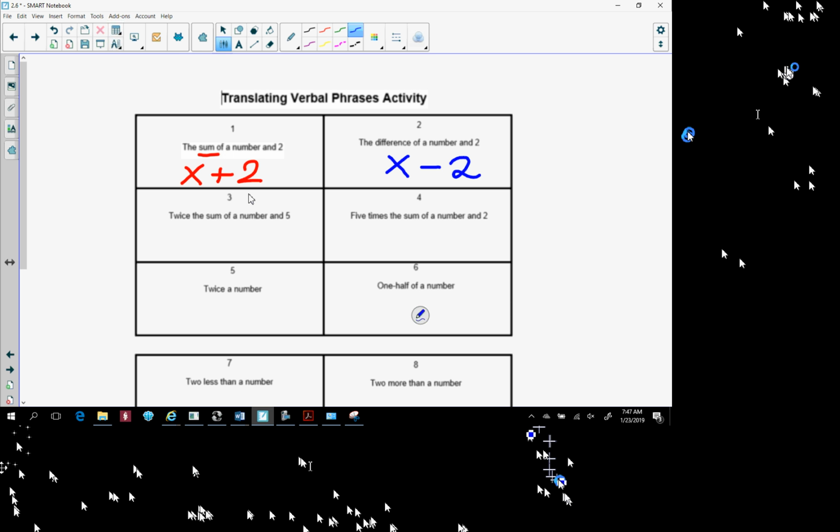Twice the sum of a number and 5. So twice means times 2, right? It's twice this sum, and I know sum means adding, of a number and 5. So this is when it could get a little confusing because it's twice the sum. So it's twice the adding portion of that expression. Then this one below says twice a number would just be like 2x, or 2 times x.